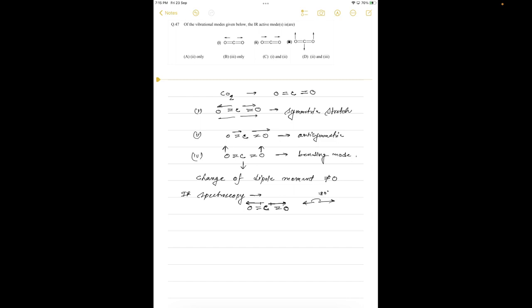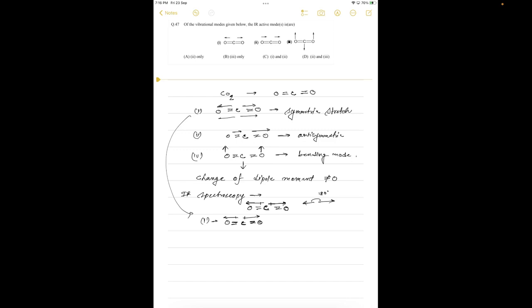But for option 1, the symmetric stretch case, let's calculate the change of dipole moment. Why the change? Because this is a particular vibrational normal mode, so all the atoms will be in motion, and we calculate the change of dipole moment during the motion. For the symmetric stretch, one CO bond stretches or compresses, and the other CO bond stretches or compresses by an equal amount in the opposite direction, so the dipole moment is exactly equal in magnitude but opposite in direction.